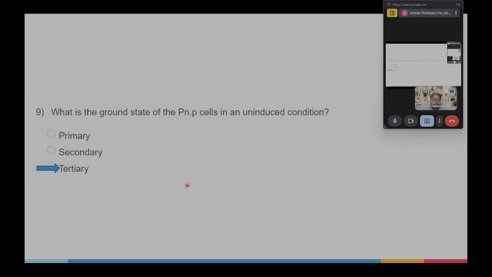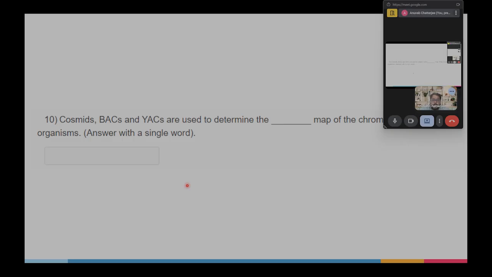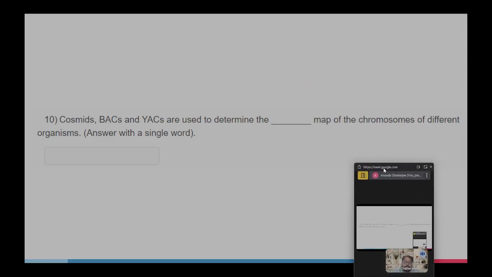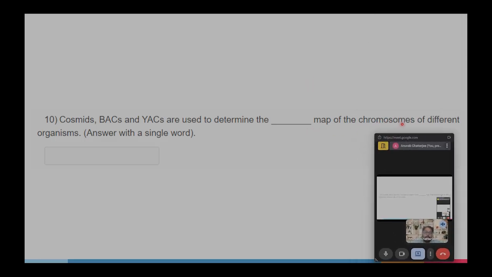Okay, yes. So this is it, and this is the last question for the day. Cosmids, BACs, YACs are used to determine the dash map of chromosomes of different organisms. There is only a single word answer for it, so I will let you try and answer this.